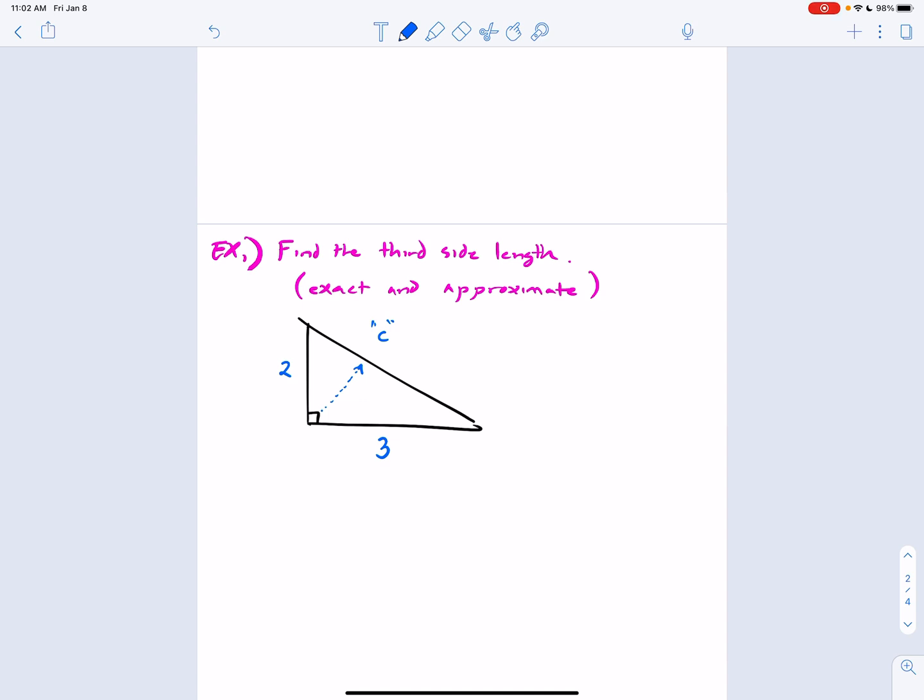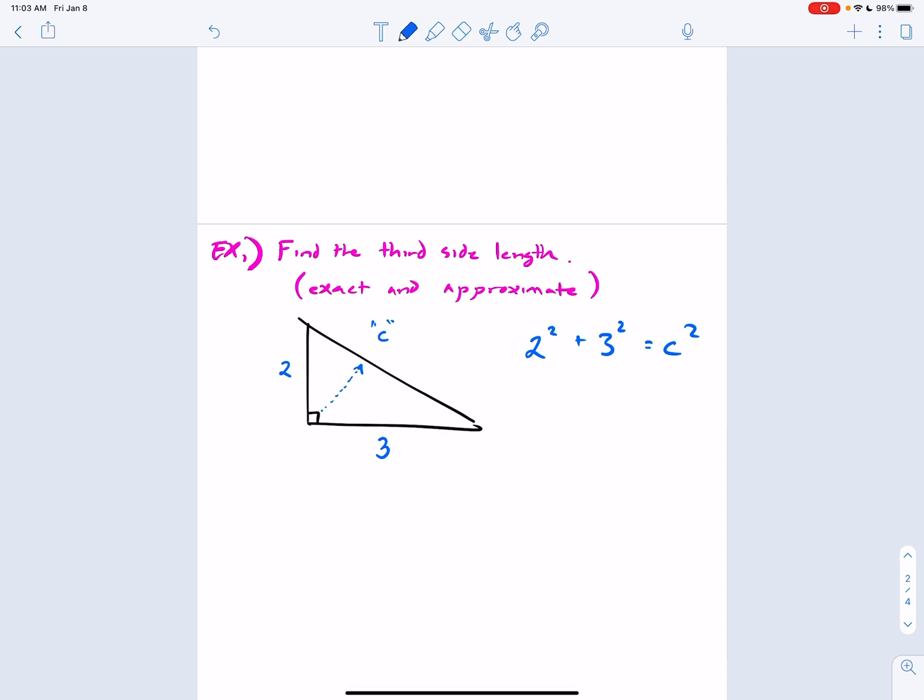And since this is a right triangle, we could set up the Pythagorean Theorem, which is a squared plus b squared equals c squared. So you guys could write 2 squared plus 3 squared equals c squared. You could even do 3 squared plus 2 squared equals c squared. Okay, the legs, you could switch the values around and still get the same answer, okay? But what you don't want to mix up is your hypotenuse, all right? So I'll just stick with this first one here.